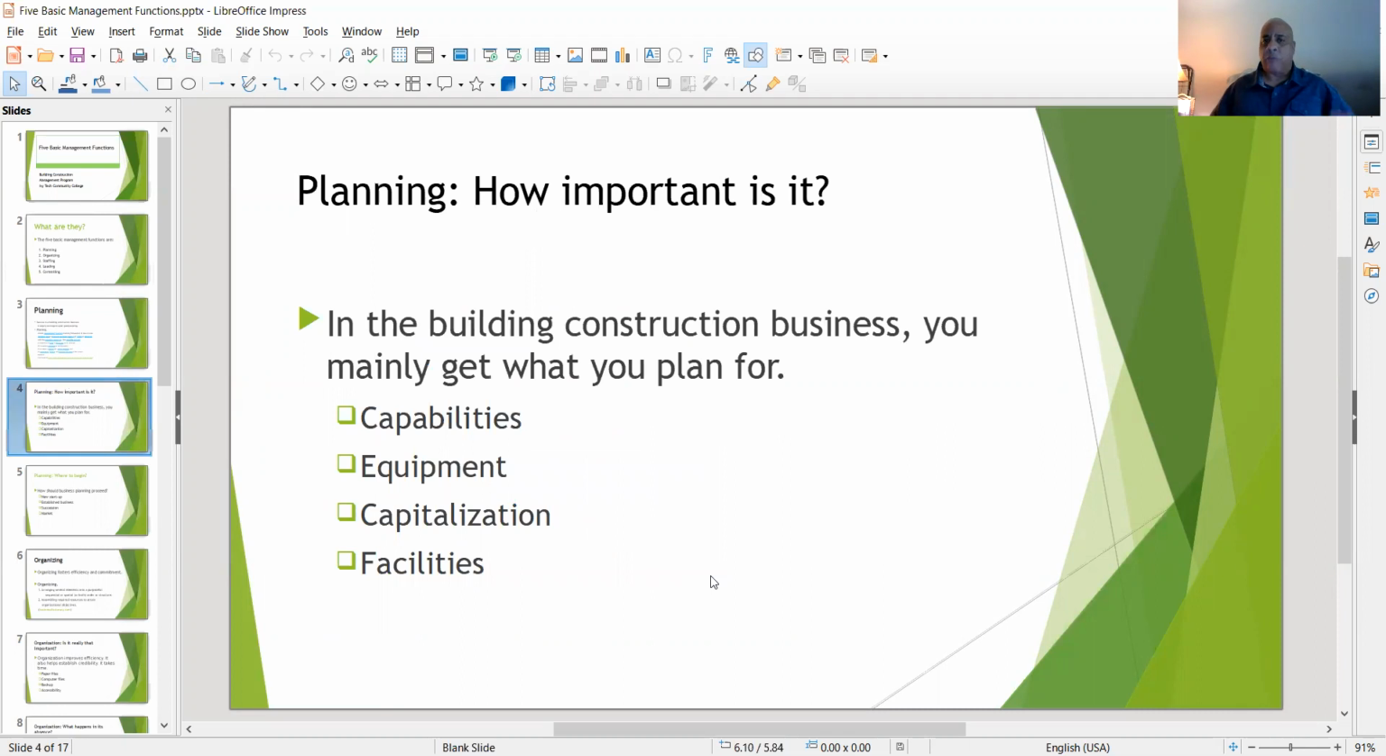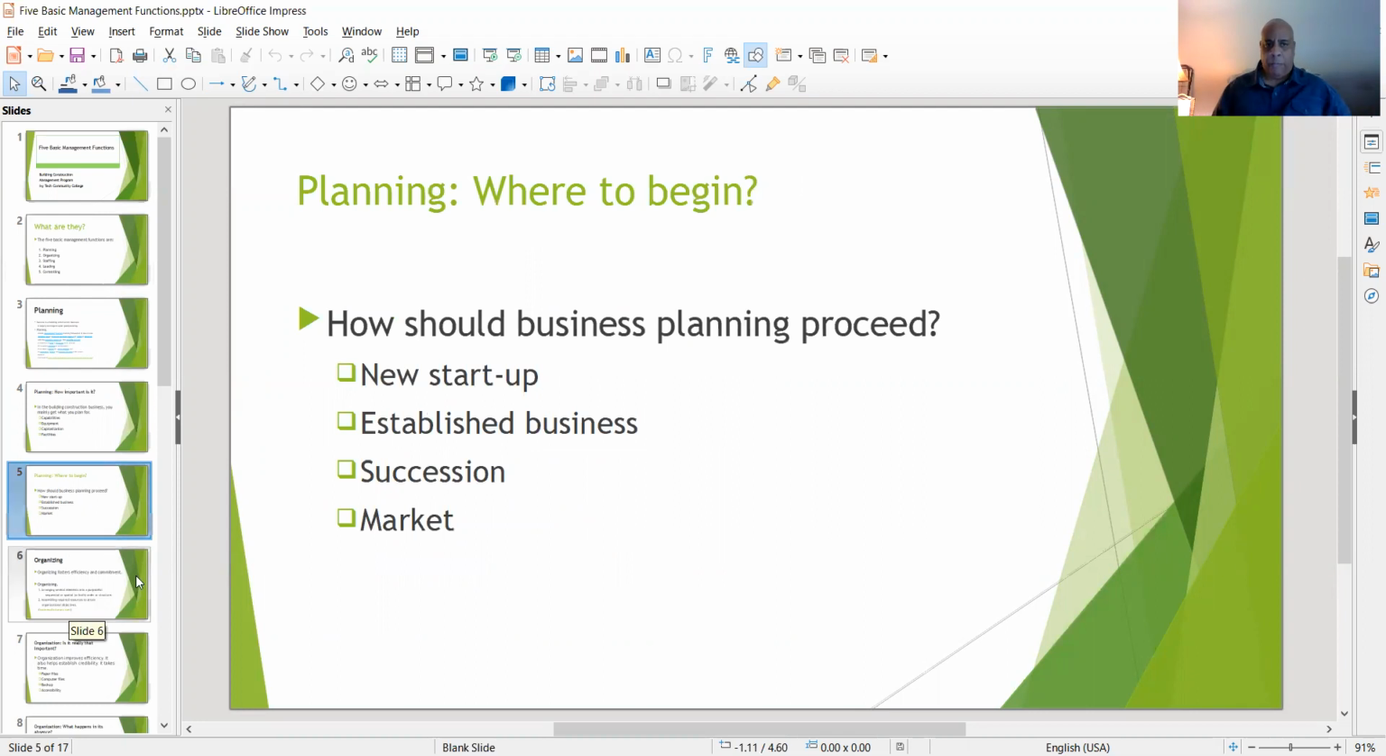Now, when it comes to planning, it is very important because in the building construction business, you get what you basically plan for. And when we talk about construction, we utilize facilities, capitalization, capabilities, and equipment. Now, where do we begin? Well, when it comes to any type of planning, we start off by implementing business. Now, what type of business is it? Is it something already established? Is it a startup? Is it a succession? And then you have to understand the market.